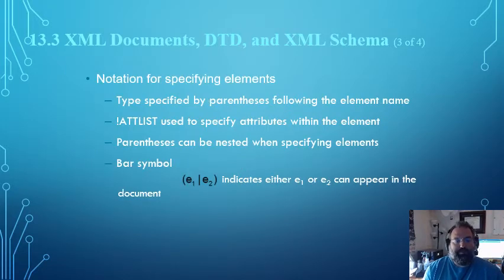The notation for specifying elements: the type specification by parentheses followed by the element name. The exclamation ATTLIST is used to specify the attributes within the element. Parentheses can be nested when specifying elements. The bar symbol indicates either E1 or E2 can appear in the document.